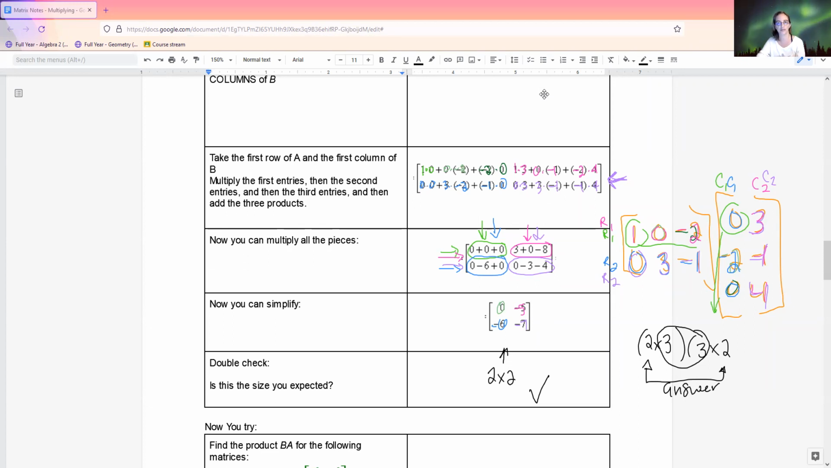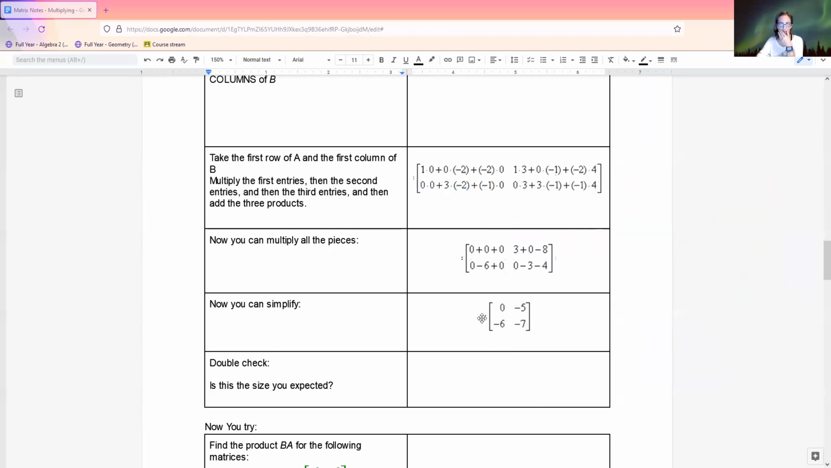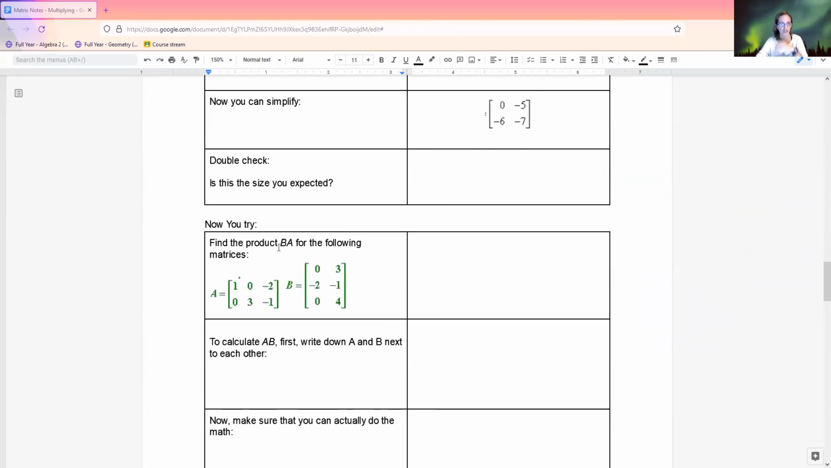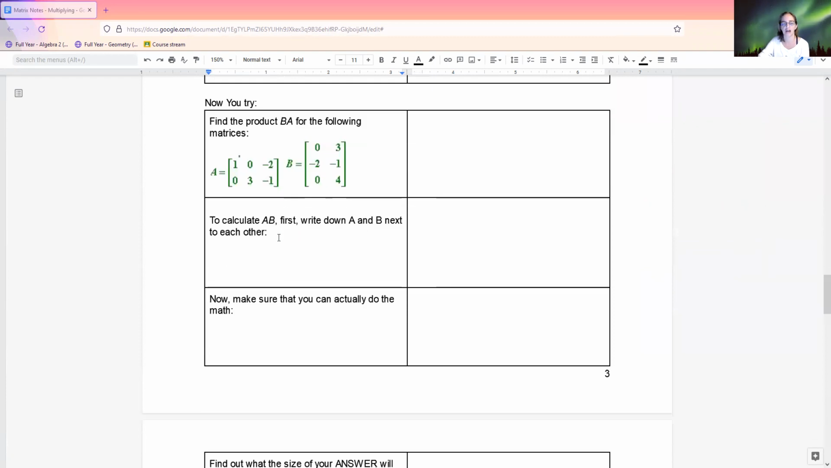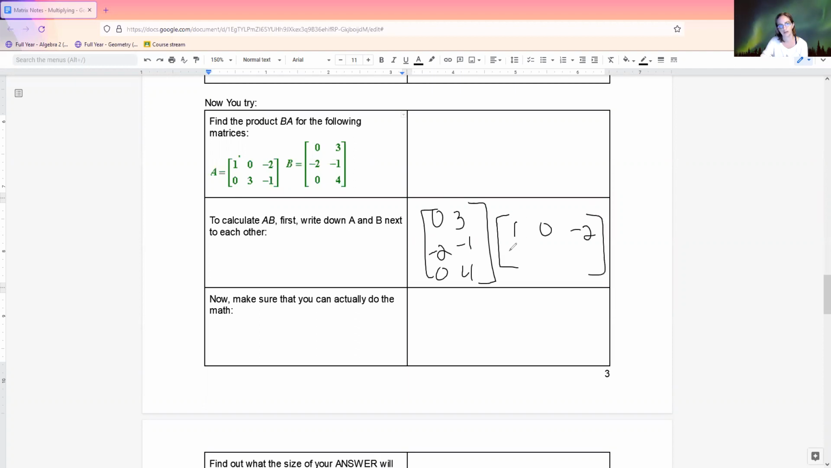Let's see if you can remember the steps as we go through them. Okay. So first of all, we're trying to find the product B times A. So what do we first do? Well, first, we're going to just write down our matrices next to each other. 0, 3, negative 2, negative 1, 0, and 4. Multiplied by 1, 0, negative 2, 0, 3, negative 1. Can we do the math?